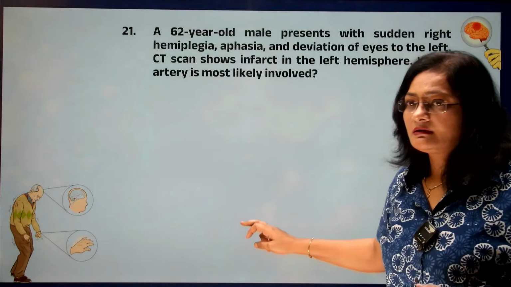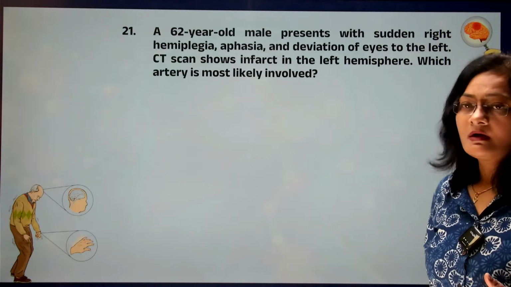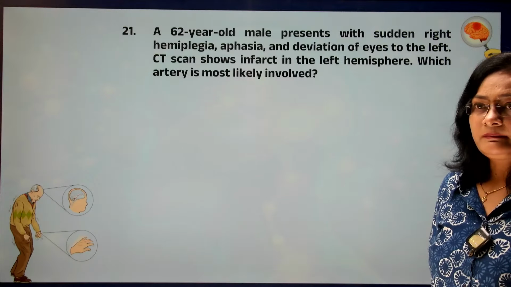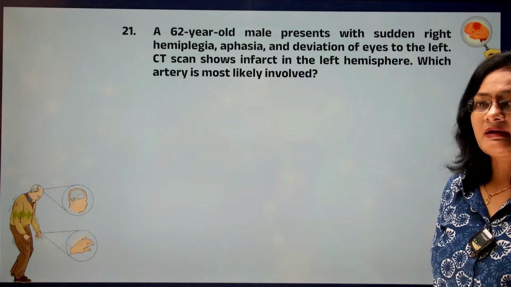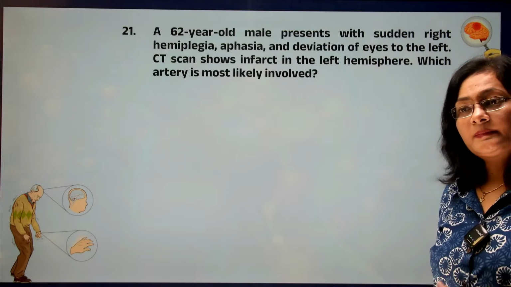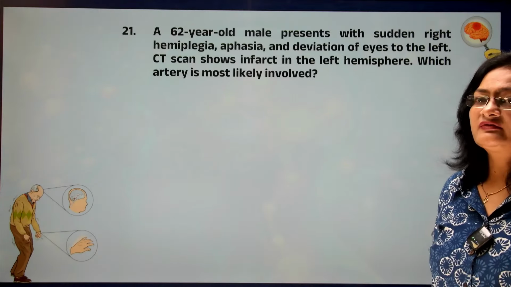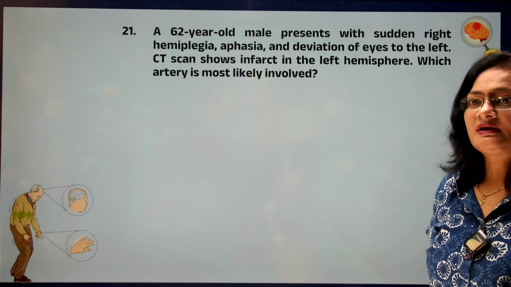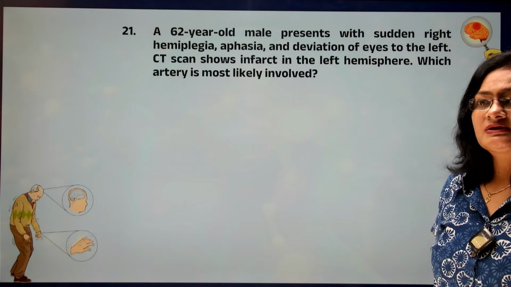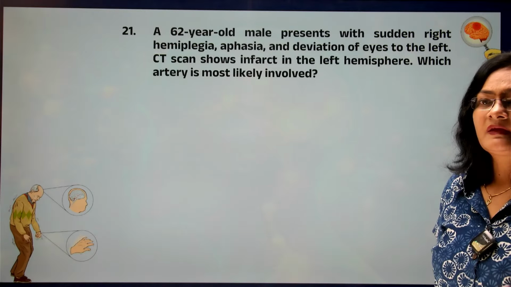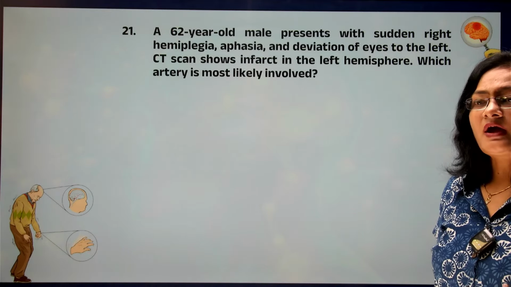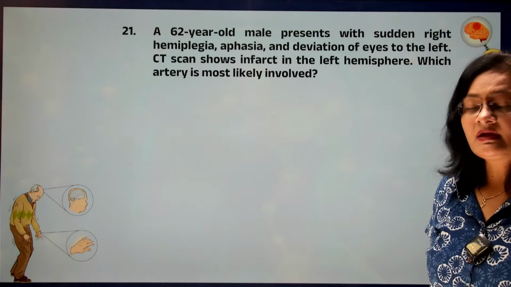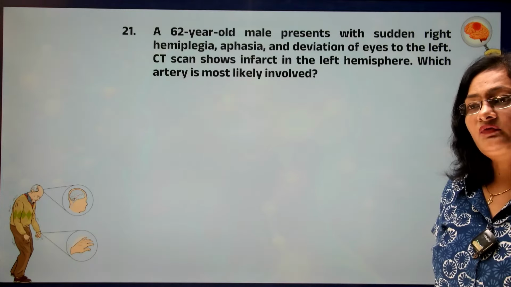So it is having higher cognitive level. First MCQ is, a 62-year-old male presents with sudden right hemiplegia. So here the hemiplegia is right, so CV stroke will be on the left side. Aphasia means difficulty in speech, and deviation of eye to the left side. CT scan shows infarct in the left hemisphere. So here the cause is also mentioned, that it is due to the infarction.